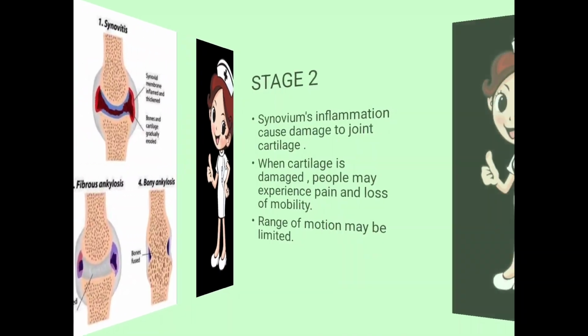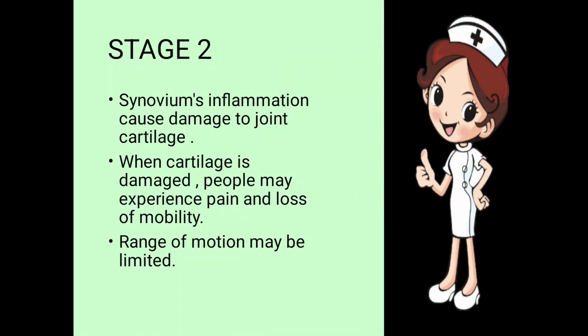Next one is stage 2. Synovium's inflammation causes damage to the joint cartilage. We have seen that synovial is a membrane. Due to the inflammation of the synovial membrane, the joint cartilage gets damaged, because these are connected to one another. When the cartilage is damaged, people may experience pain and loss of mobility.